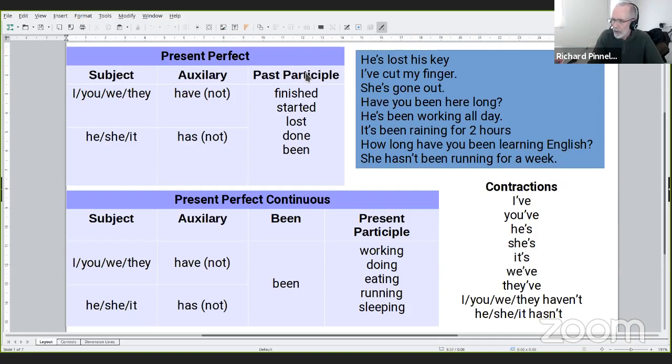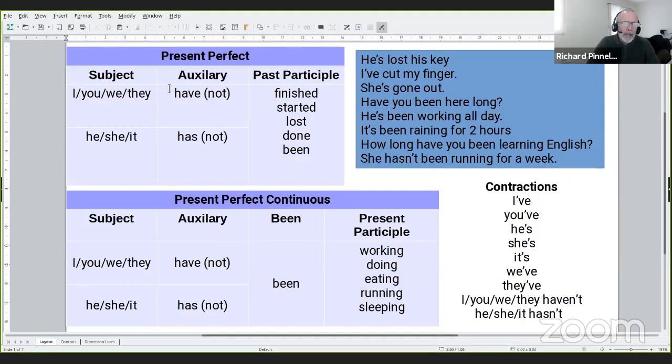What we want to do today in this class is look at the differences, because the two tenses are very similar, but there are some differences. First of all, the present perfect. We need the subject first, like in all tenses. Then we need the auxiliary verb have, or has in the third person singular. And next we need the past participle of the main verb.